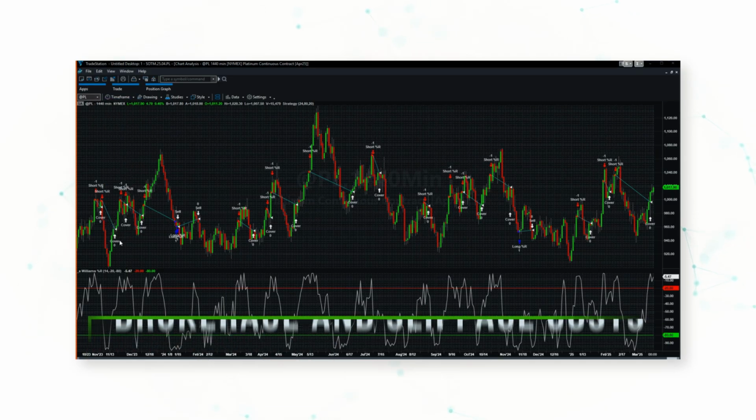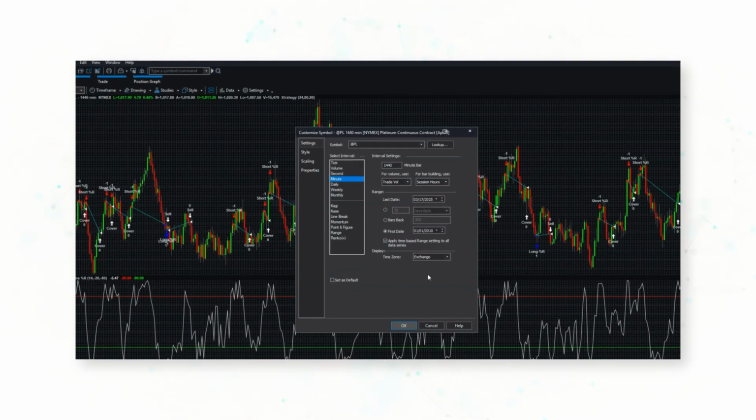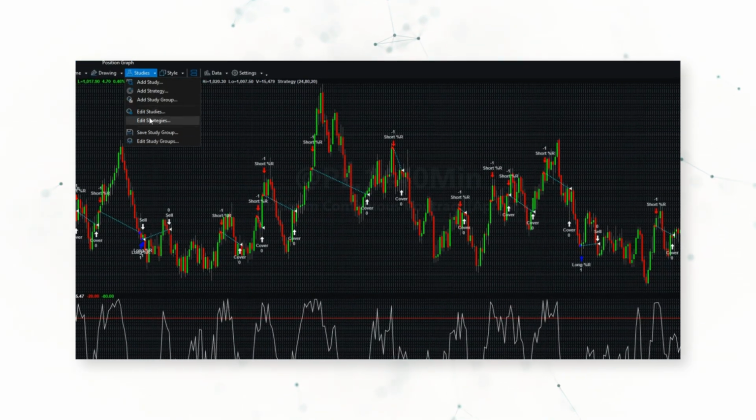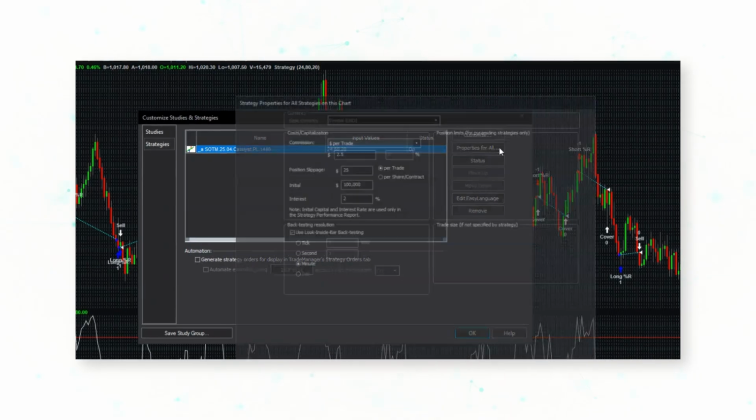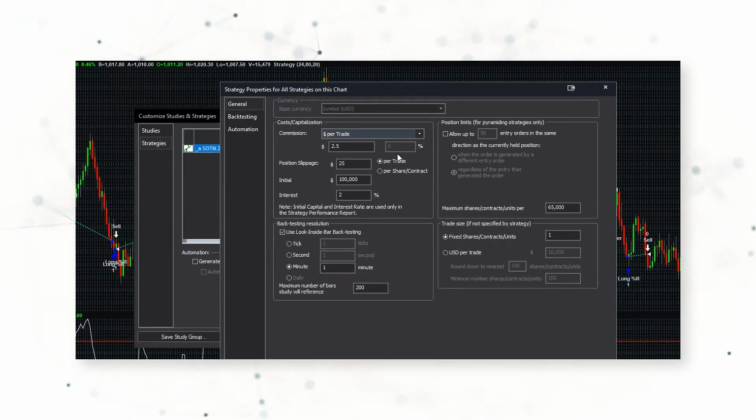Here are our symbol settings for platinum 40 minute bars, and here are our strategy properties so you can fully replicate these performance statistics for yourself. You should always include these slippage and commission costs, and also always make sure to enable look inside bar backtesting.